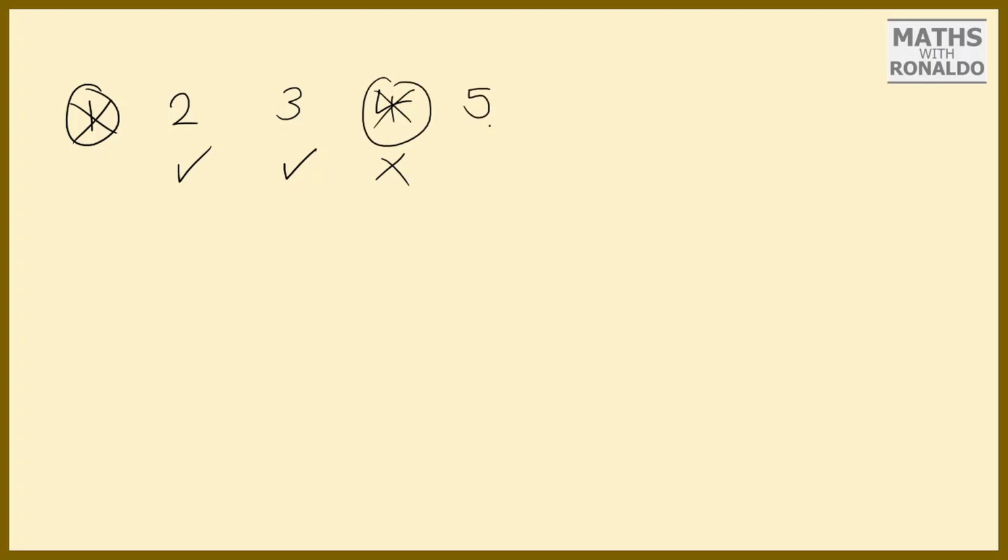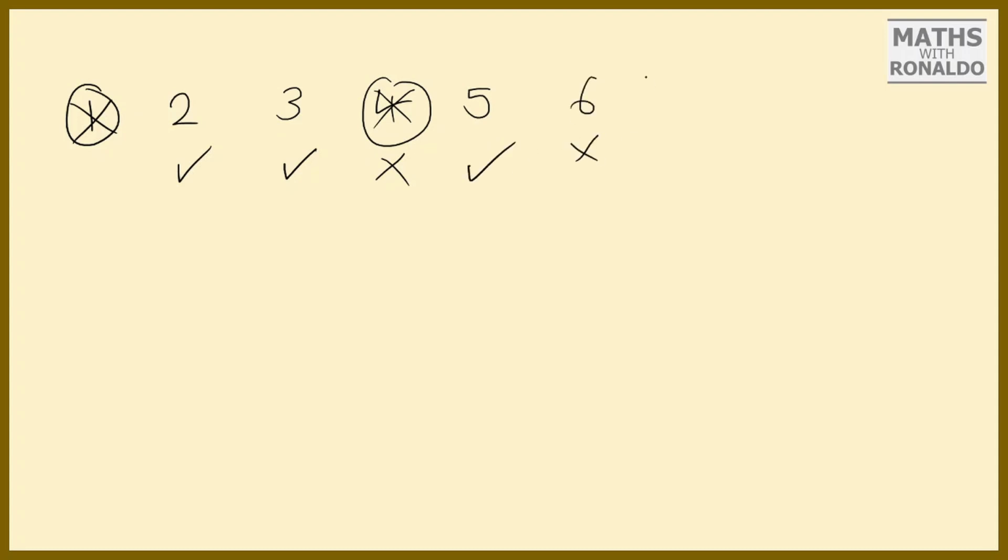Next we have prime numbers. Prime numbers are numbers that can only be divided by themselves and 1. Now, we know 1 is not considered a prime number. 2 can only be divided by 2 and 1, so it's a prime number. 3 can only be divided by 3 and 1, so again it's a prime number. 4 can be divided by 2 as well, because 4 divided by 2 gives 2 with no remainder, so therefore 4 is not a prime number. 5 can only be divided by 5 and 1. Hope you get the idea.